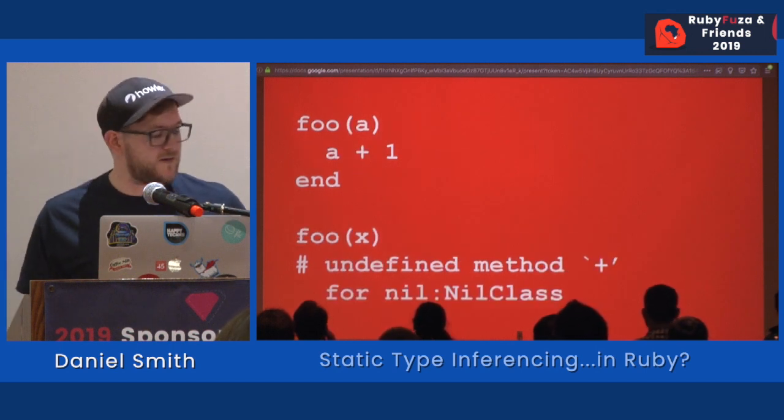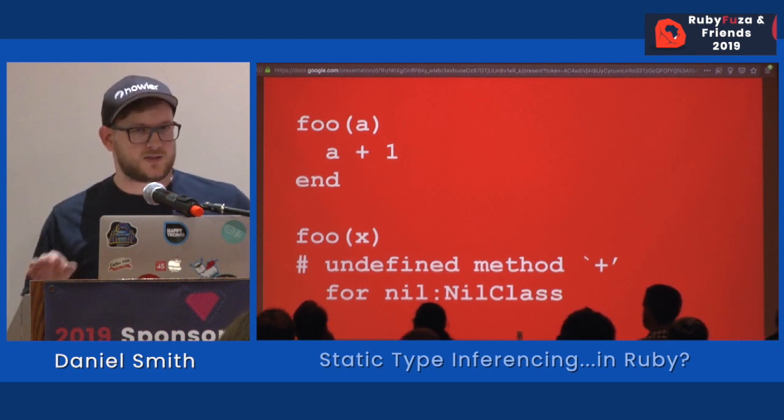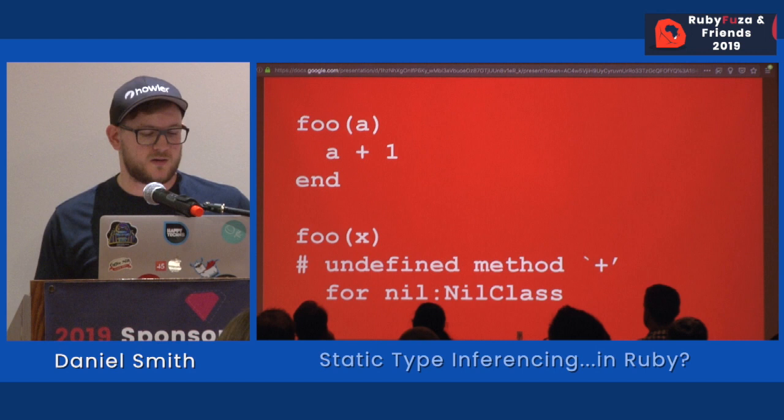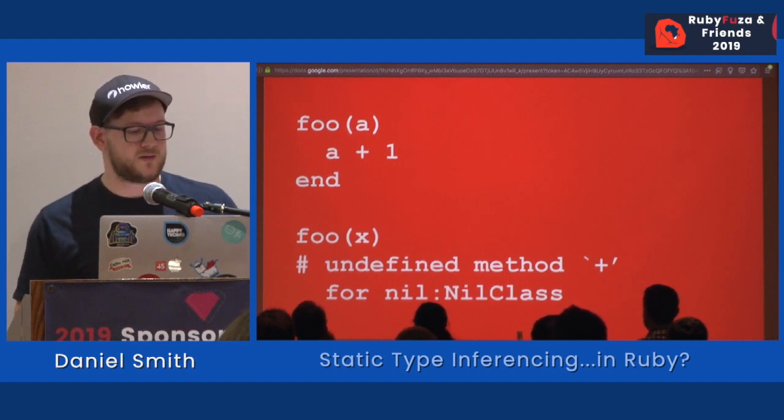Like you have foo(a) as a plus 1, and you call it with x. Your code can say that there's an undefined method plus for NilClass, even though x could be a 1, but it could be a nil. So you could have an undefined method plus for NilClass.